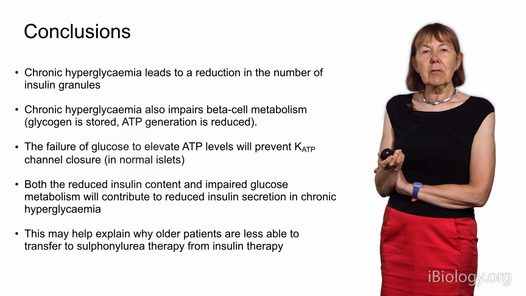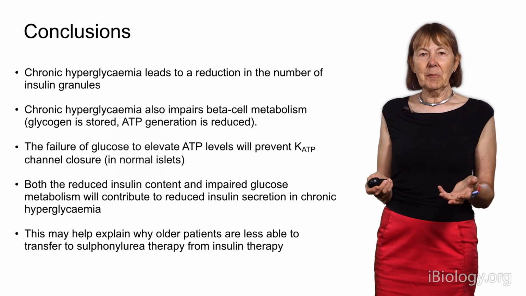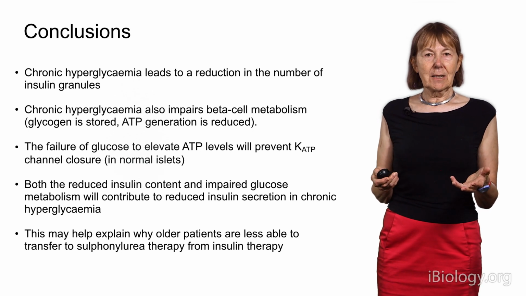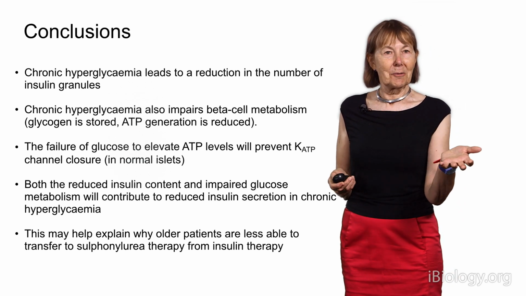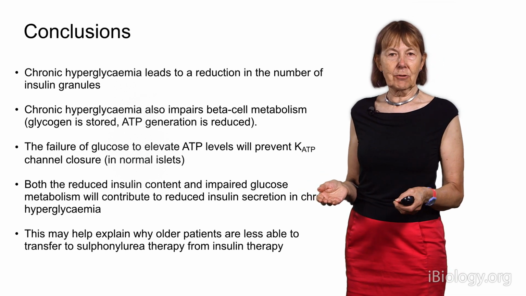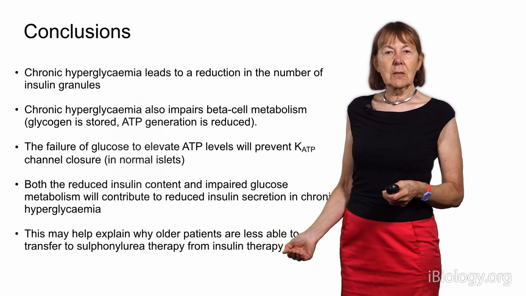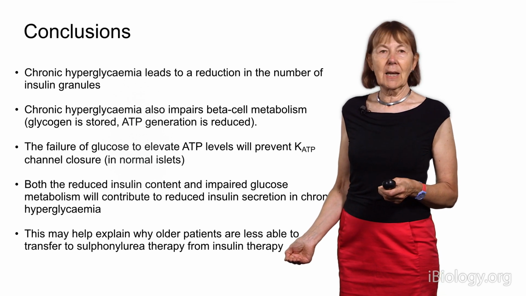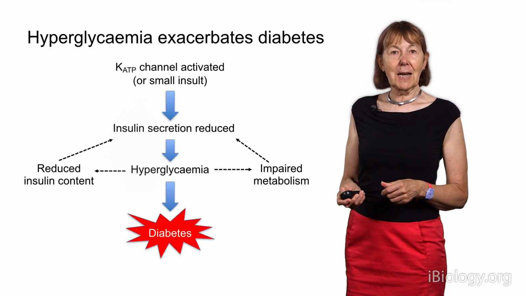So we can conclude that chronic hyperglycemia leads to a reduction in the number of insulin granules and that it impairs beta cell metabolism. And because ATP fails to be elevated, what it will do is prevent KATP channel closure, at least in normal islets. And these two things will together contribute to the reduced insulin secretion in chronic hyperglycemia. So this may explain why the older patients are less able to transfer to sulfonylurea therapy, because the islets have been impaired and they haven't actually been able to switch back yet. And it may also occur in type 2 diabetes.